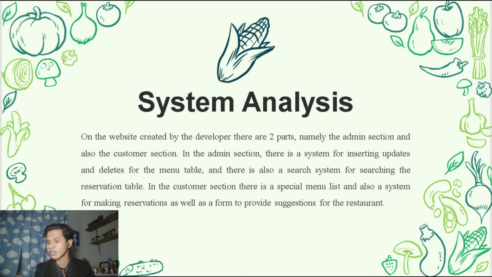On the website created by the developer there are two parts, namely the admin section and also the customer section. In the admin section, there is a system for inserting, updating and deleting the menu table, and there is also a search system for searching the reservation table. In the customer section, there is a special menu list and also a system for making reservations, as well as a form to provide suggestions for the restaurant.